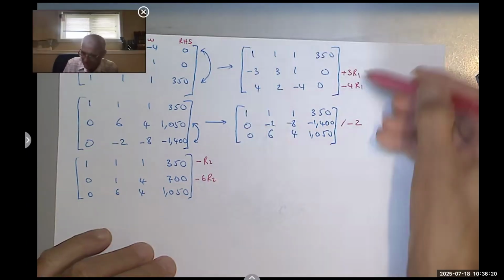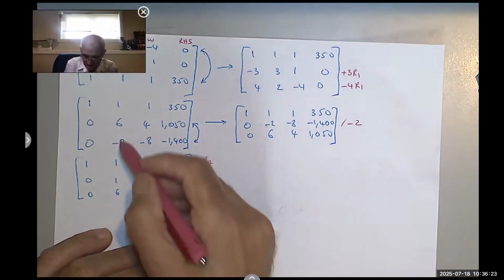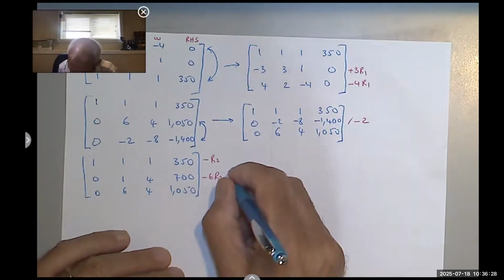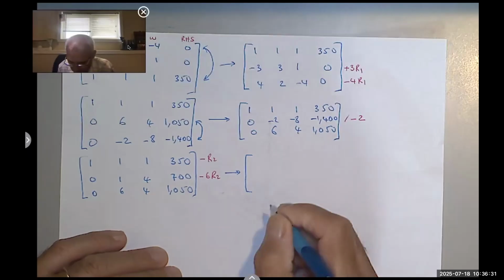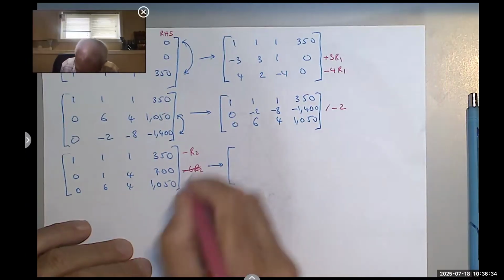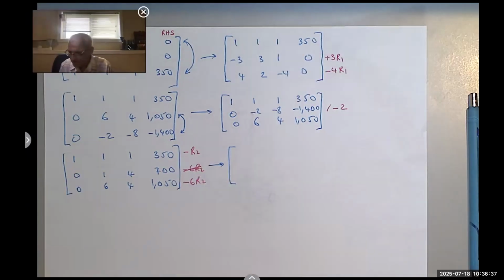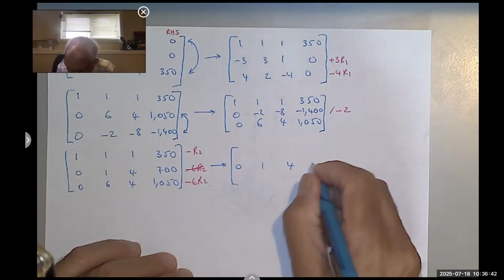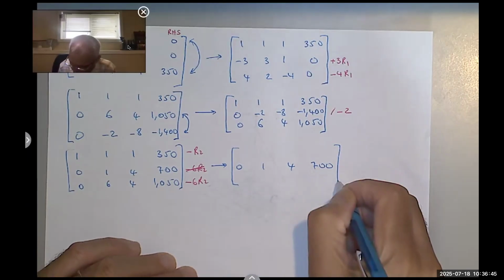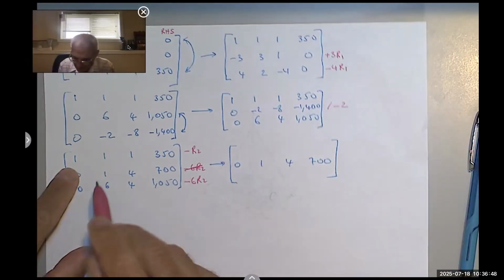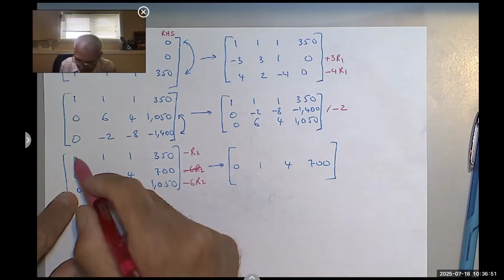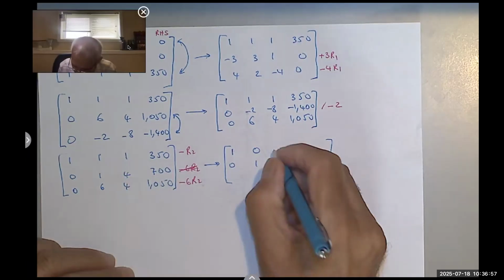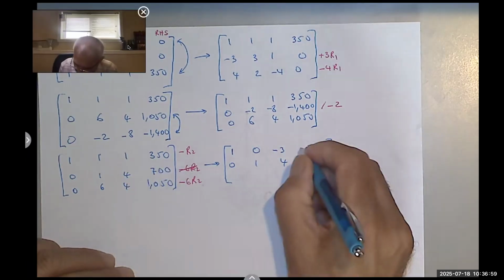Notice, in the first column, I was adding or subtracting row 1. In the second column, I only add or subtract row 2. So let's see what we get when we do that. I'm sorry, this is from row 3. So the second row stays the same: 0, 1, 4, 700. If you are in the second column, you don't change the second row. Now, I'm going to subtract row 2. So 1 minus 0 is 1. Didn't change. 1 minus 1 is 0. 1 minus 4 is negative 3. 350 minus 700 is negative 350.